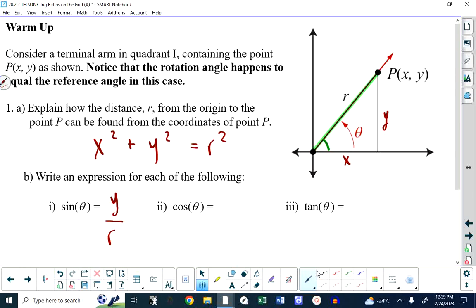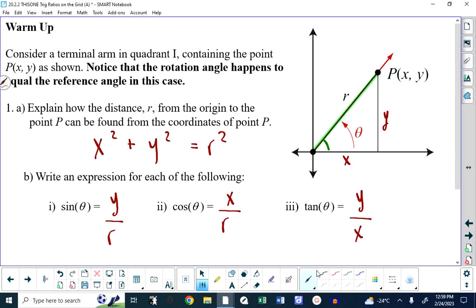And this is why it's important that you draw your reference triangle the way I did it. It has to be so that you drop a line to the x-axis. And if you do that properly, y will always be opposite the reference angle. And in this case, that's opposite the angle. Cosine is adjacent over hypotenuse, so we say x over r. And tangent is opposite over adjacent, so that's y over x.